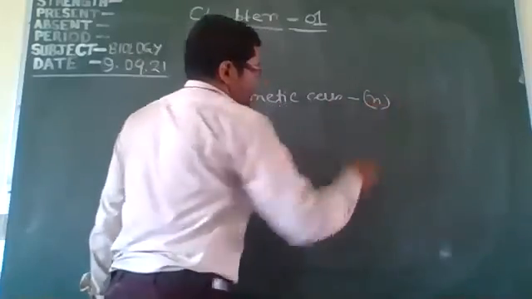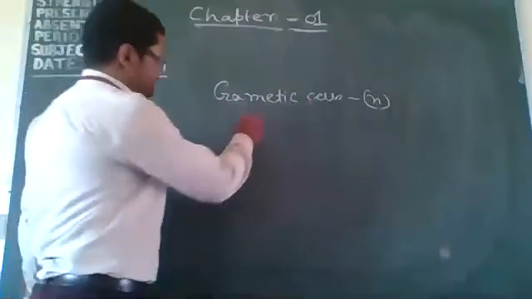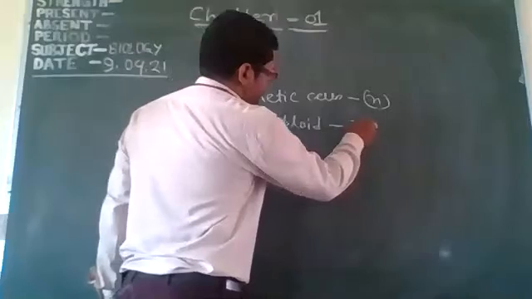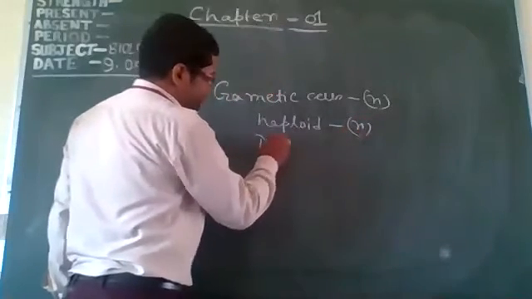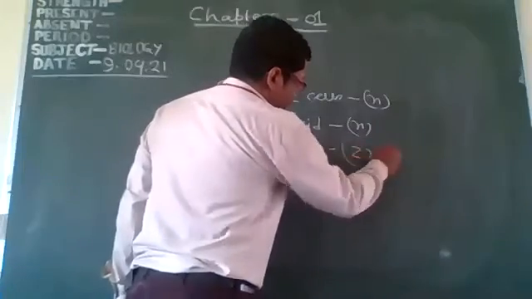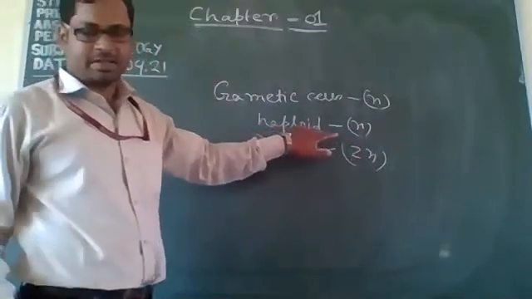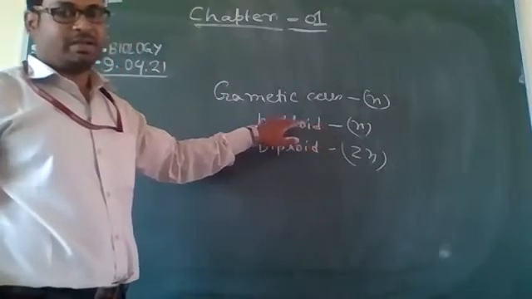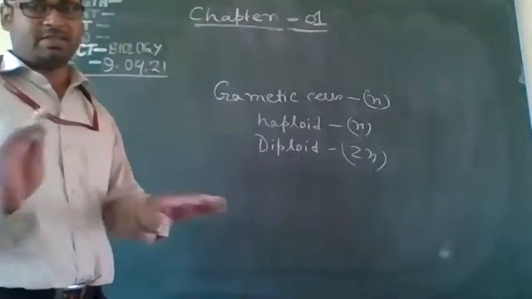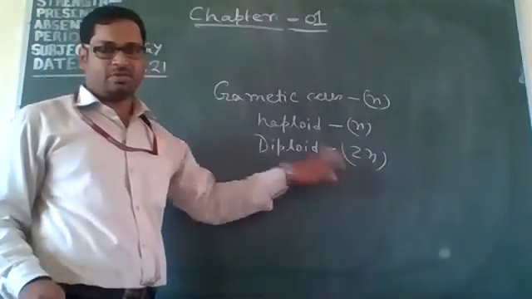Haploid cells are denoted as N, and diploid cells are denoted as 2N. Haploid cells develop inside the gametic cells by meiosis cell divisions. Diploid cells are all somatic cells, body cells. Soma means body. Somatic cells are diploid, that means 2N.